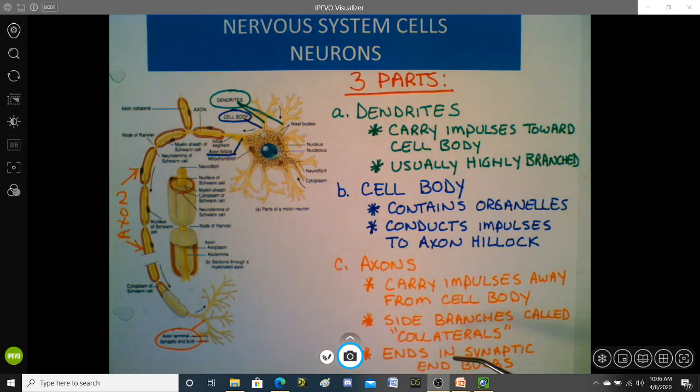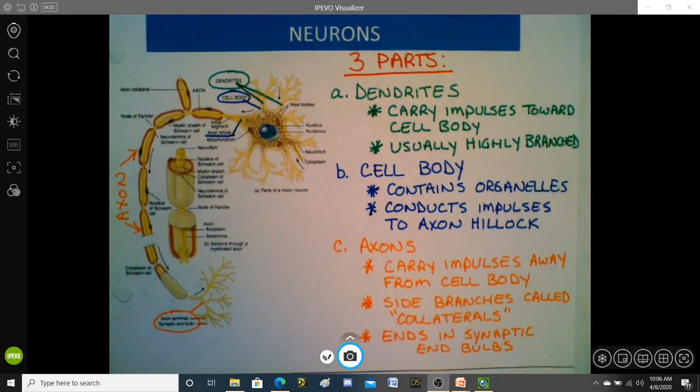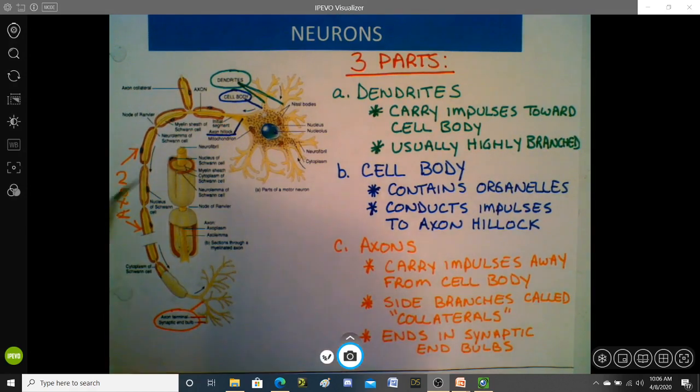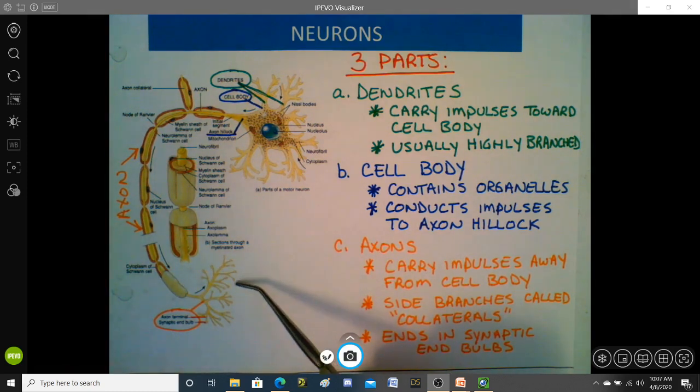Axons, it says, are going to carry impulses away from the cell body. They may have branches, and you can see that there's a branch up here where they can branch off. Those branches are called collaterals. And then they are going to end at what we call synaptic end bulbs. Now, we've seen these in chapter 20. This was the end of the nerve at the neuromuscular junction. And so we've seen this.